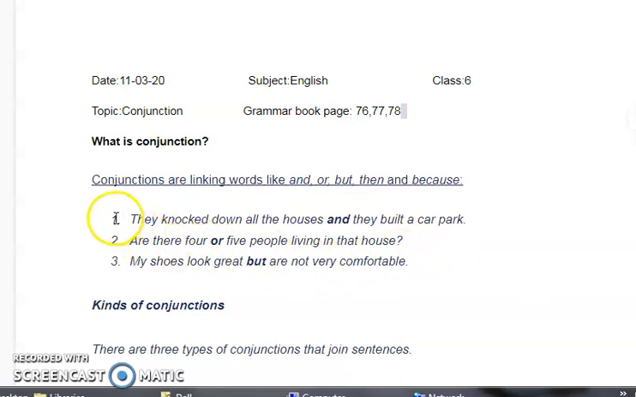As you can see in these examples, the bold words are conjunctions. For example, they knocked down all the houses and they built a car park. Here the word and is a conjunction. In the next sentence you can see the word or is a conjunction, and the word but in sentence 3 is a conjunction. What is the purpose of the conjunction? Conjunctions serve the purpose of joining, you can say linking, words or phrases or sentences.